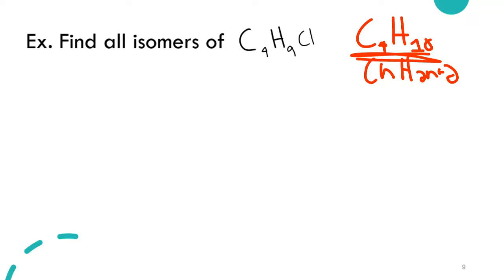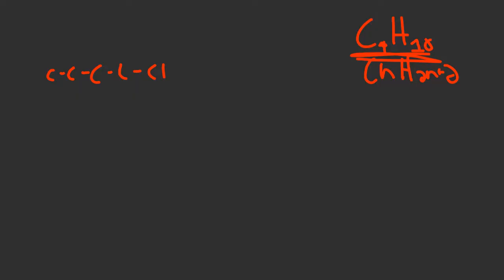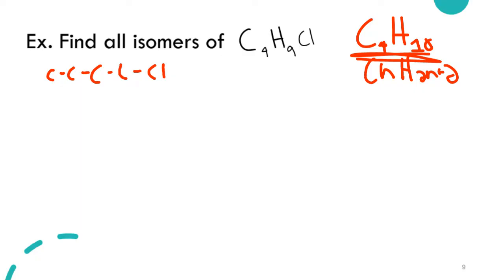When you do these types of problems, there's not a set formula on how many isomers there should be or how to do this, but what I would normally do is just start with a straight chain and then work your way past that. Probably the simplest one I can do is just my 4 carbons in a line, chlorine on the terminal carbon, and then fill in my hydrogens.